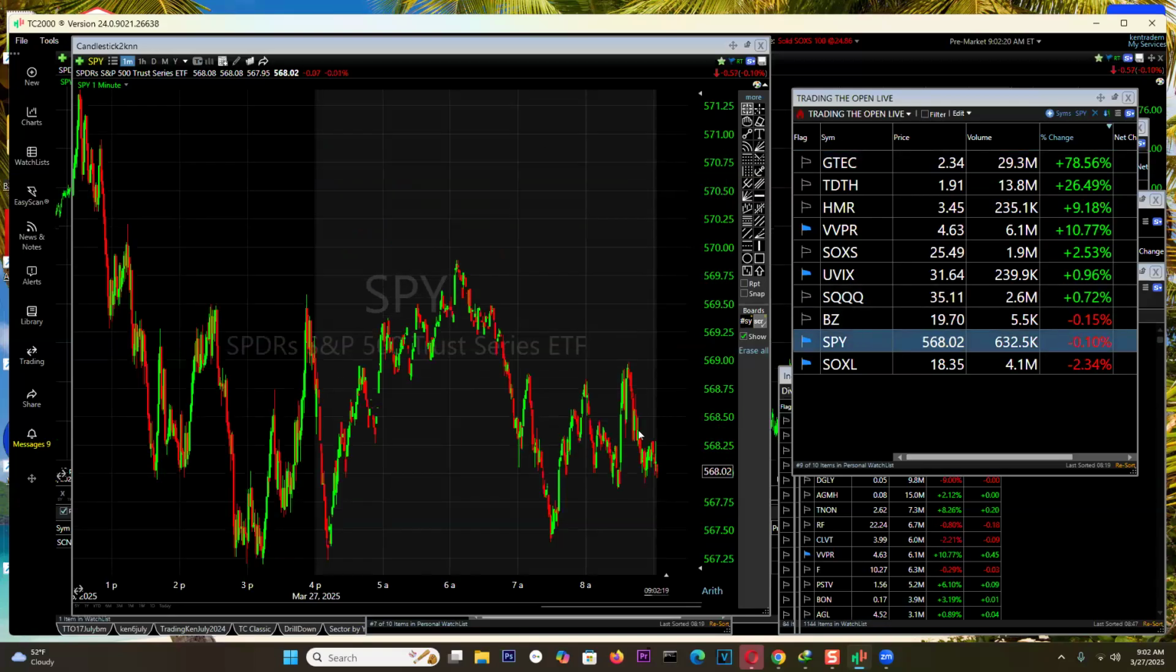Market's still in a chop area. You can see overall it's a downtrend, a descending triangle. See if it breaks down into the 467 today.